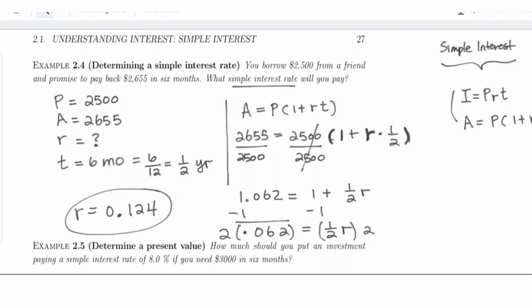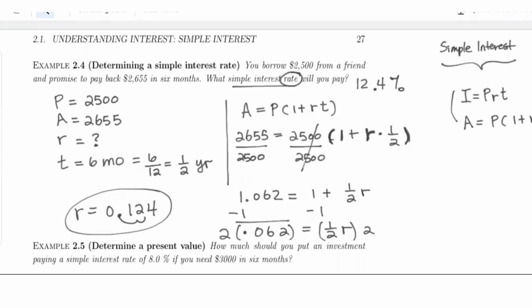It's a rate, right? Let's see. You move 2 decimal places. This is 12.4%. You're very generous, 12.4% paid to your friend to borrow 2,500, promising to pay back 26.55 in 6 months. That's 12.4% interest. Are we okay with this? Do we understand that?